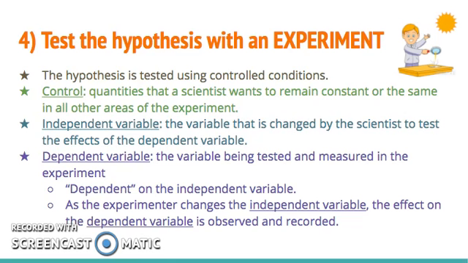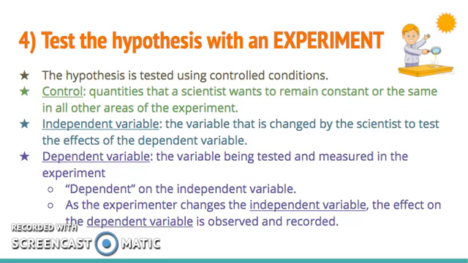of the experiment. The independent variable is the variable that is changed by the scientist to test the effects of the dependent variable. So in other words, the dependent variable is dependent on the independent variable. The dependent variable is the variable being tested and measured in the experiment. And like I said, it's dependent on the independent variable. And as the experimenter changes the independent variable, the effect on the dependent variable is observed and recorded.